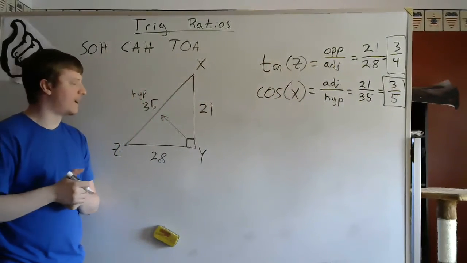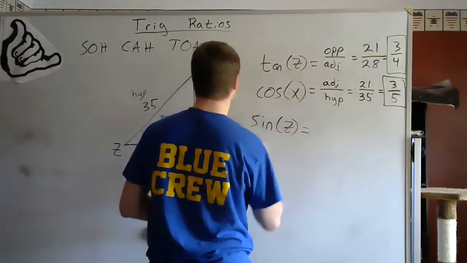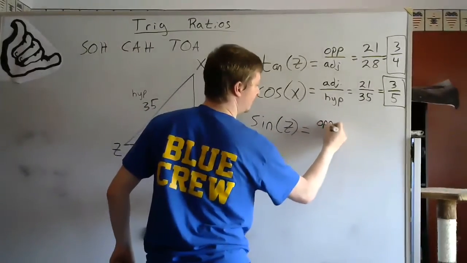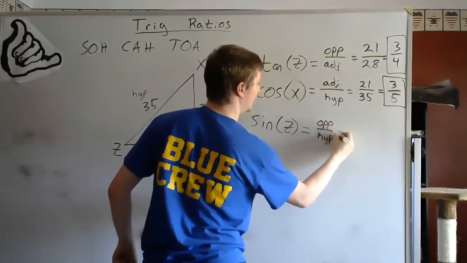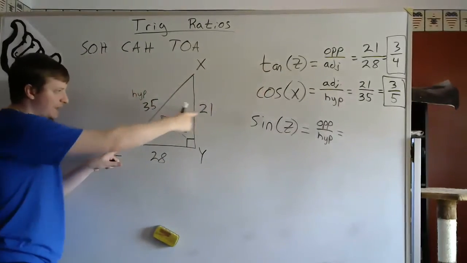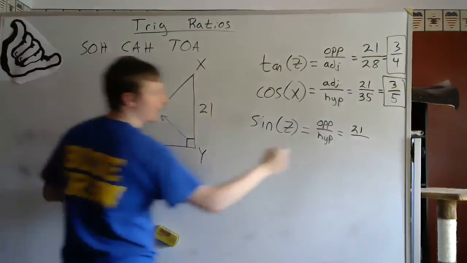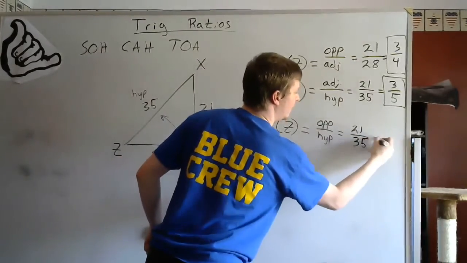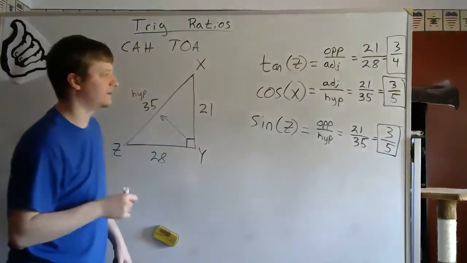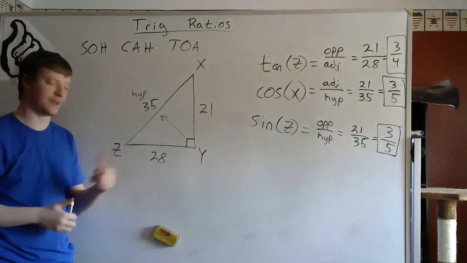And then let's do the sine of angle Z as well. Sine of angle Z. Sine is opposite over hypotenuse. The angle I'm looking at is angle Z, so I'm looking down here. Opposite that, we have the 21. The hypotenuse is 35. Wouldn't you know it, we got the same thing. The sine of Z is 3/5 in this example.